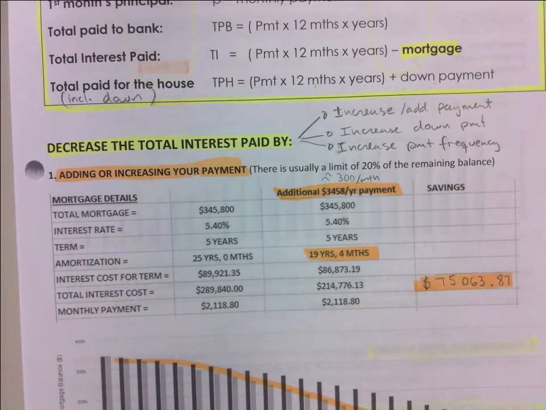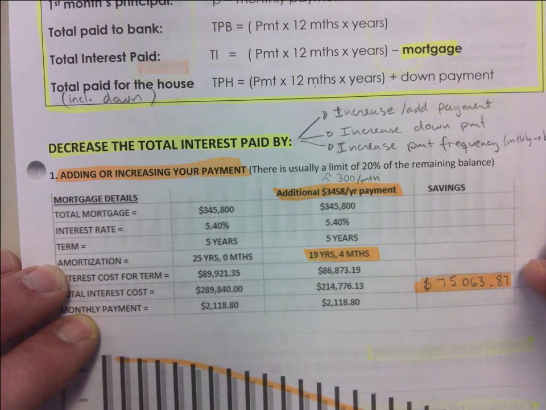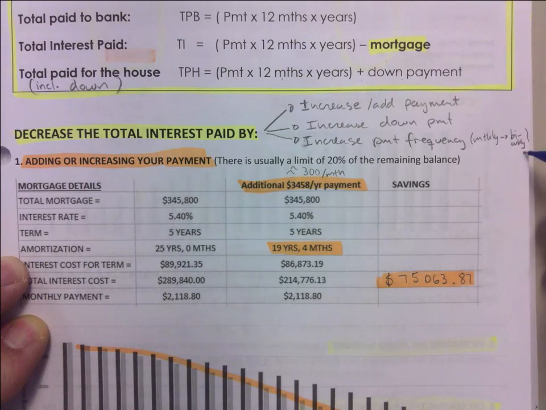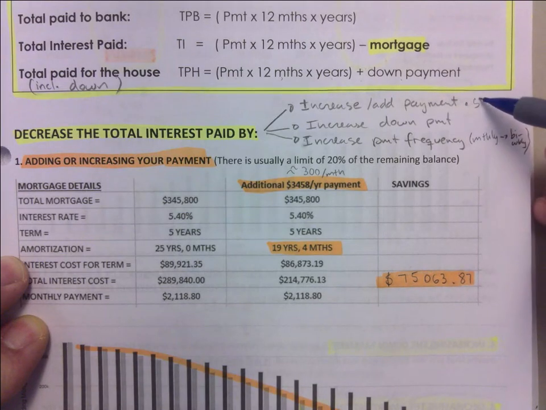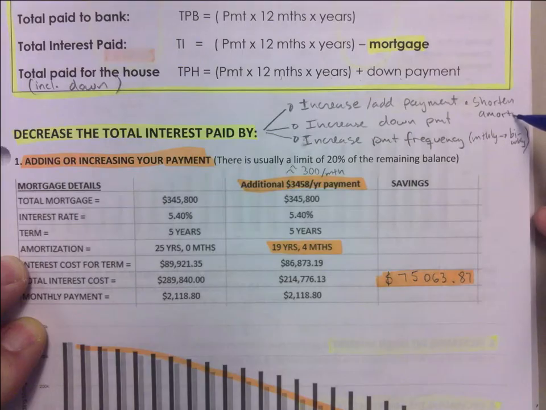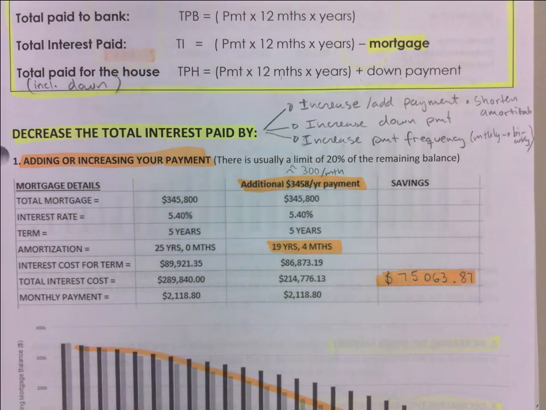All of that is written down on the pages, right? So you go from monthly to bi-weekly. Yikes, that doesn't look very good there. Shorten term, shorten amortization. This is just so it's all in one place, right? Increase add payment, shorten amortization, increase down payment, increase payment frequency. Those are, I think if you have that, you're gold and you're doing just fine. Okay? All right.